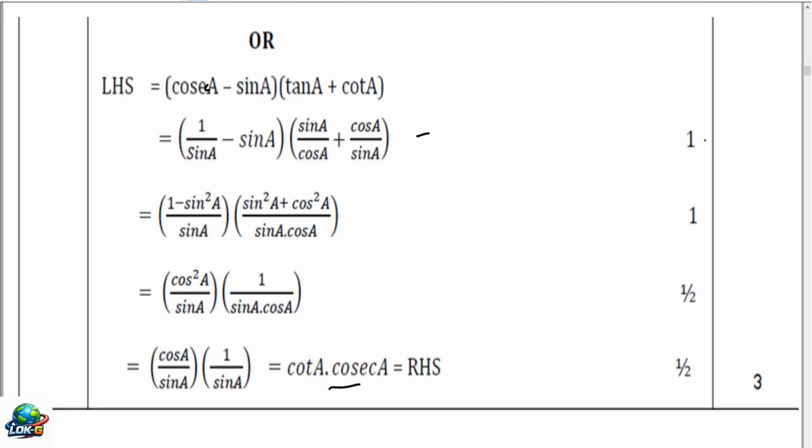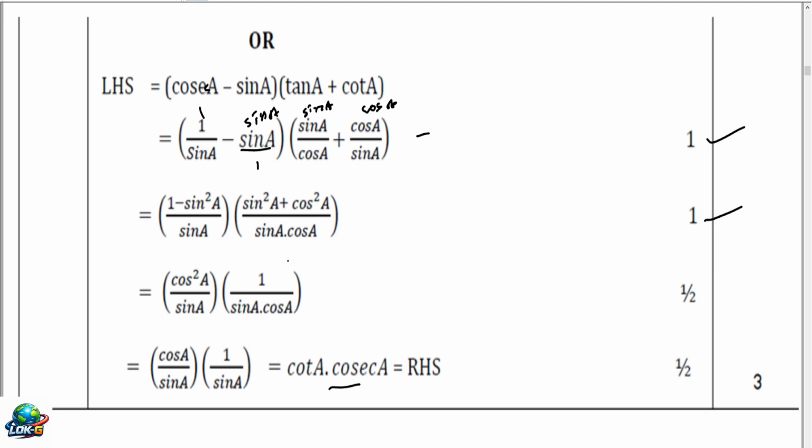For doing this, you will get how many marks? 1 mark. Observe. Then you take LCM. 1 into sin A, sin A into 1. What do you get here? 1 minus sin square A upon LCM, which is sin A. Here also you take LCM: cos A into sin A, sin A into cos A. What do you get? Sin A into sin A, sin square A, plus cos square A. For writing this step, you will get 1 mark out of 3, my dear students.